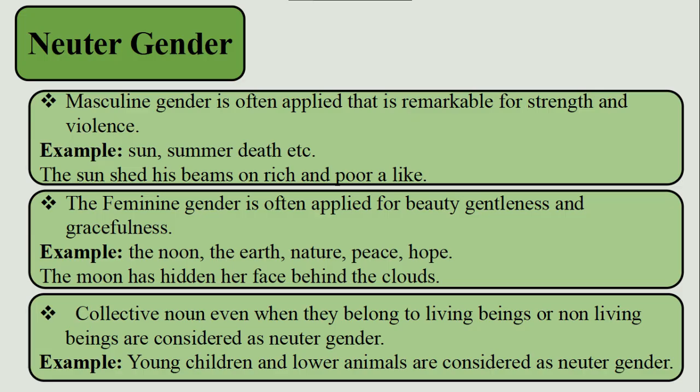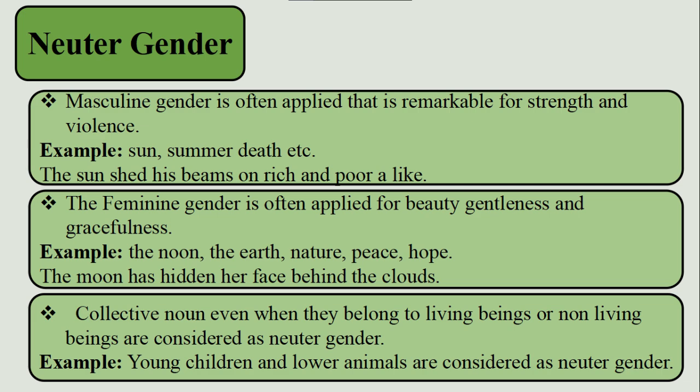And another maybe surprising point, collective nouns, even if they refer to living beings like young children or animals. Like a herd or flock. Yes. Those collective nouns are typically treated as neuter gender. You'd say, the flock moved towards its pasture, not his or her. It's the group as a single unit that's neuter. Okay, that makes sense when you put it that way. Yeah. So we have these categories.